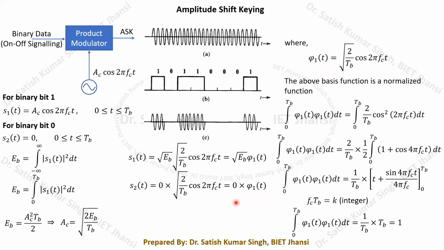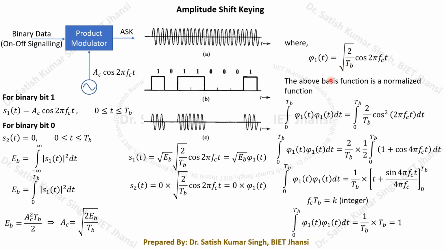Now one thing that we have to prove here is the property of the basis function: it should be a normalized function. As we know, it should be an orthonormal function, so it should be orthogonal as well as normalized. But orthogonality we cannot prove here because we have just a single basis function. If we had two basis functions, only then could we take the inner product and prove that they are orthogonal.